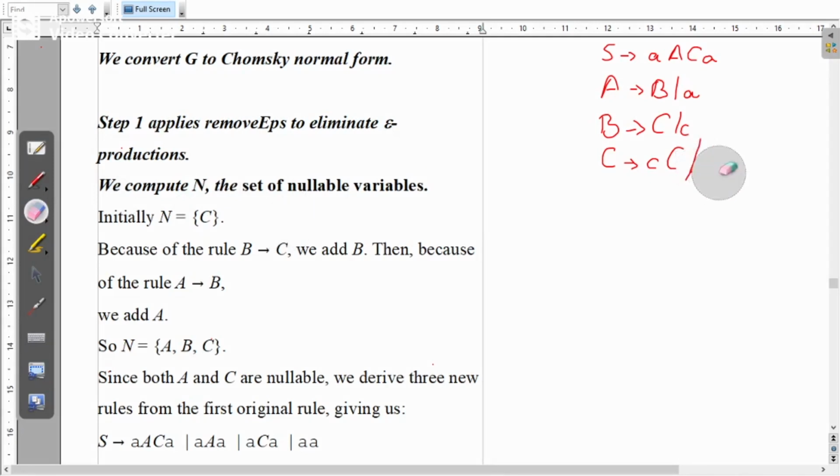nullable variables? First of all, consider a grammar and see if there is any epsilon rule. That is something of the form non-terminal gives epsilon directly. So first of all, you have to identify such a rule, which is non-terminal gives epsilon. So here C gives epsilon. So that's why I can add C into the nullable set.